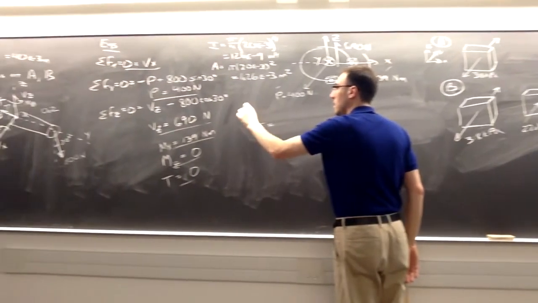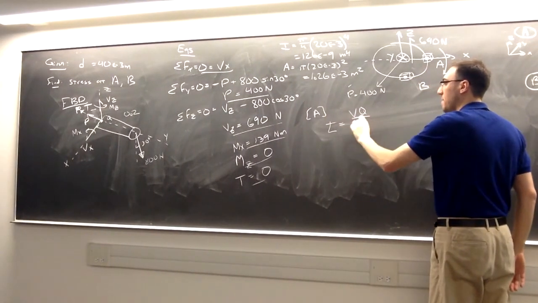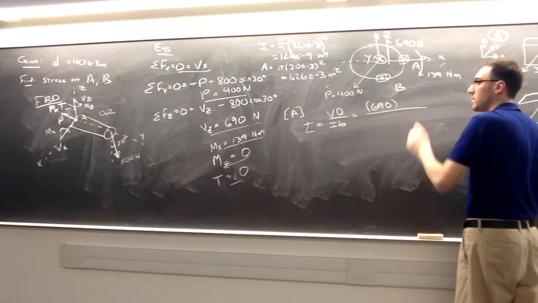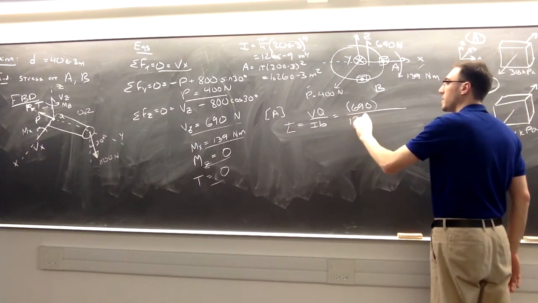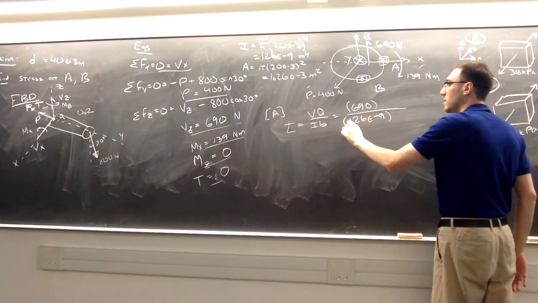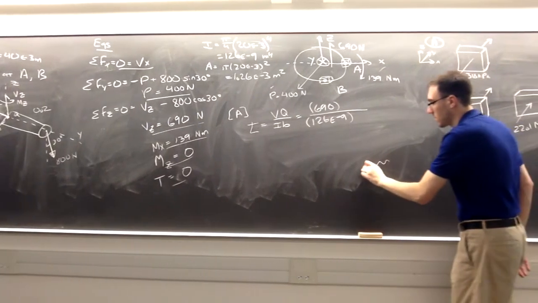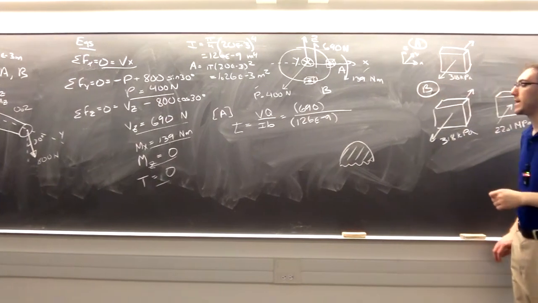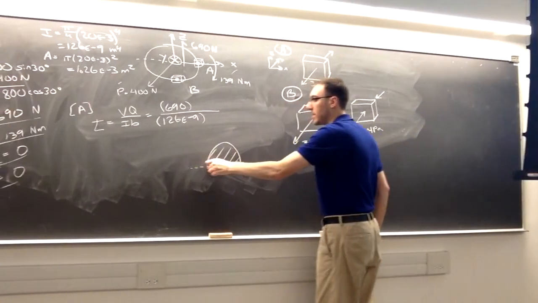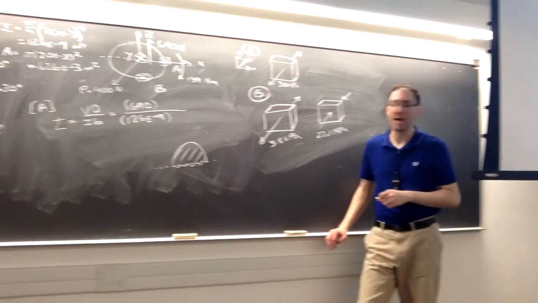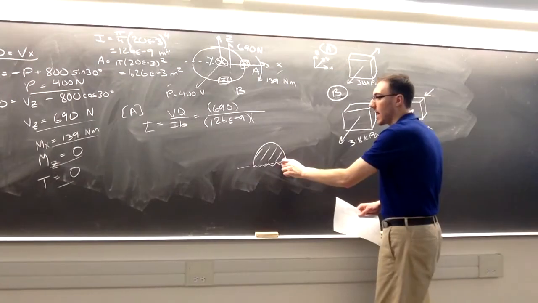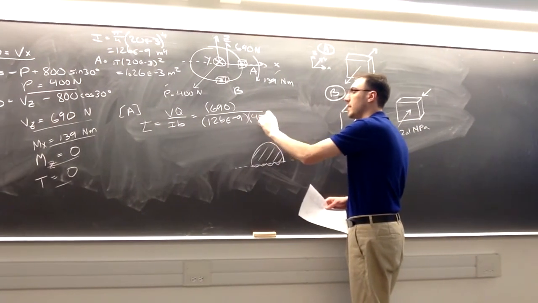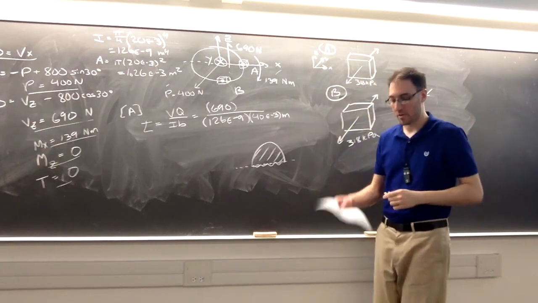At A, we'll have VQ over IB. 690 newtons. I is 126 times 10 to the negative 9. A is located at the neutral axis, so when we make our mini shape, again, everything above or everything below, we're cutting through the entire diameter here, so the diameter is our value of B, 40 millimeters, or 40 times 10 to the negative third meters.